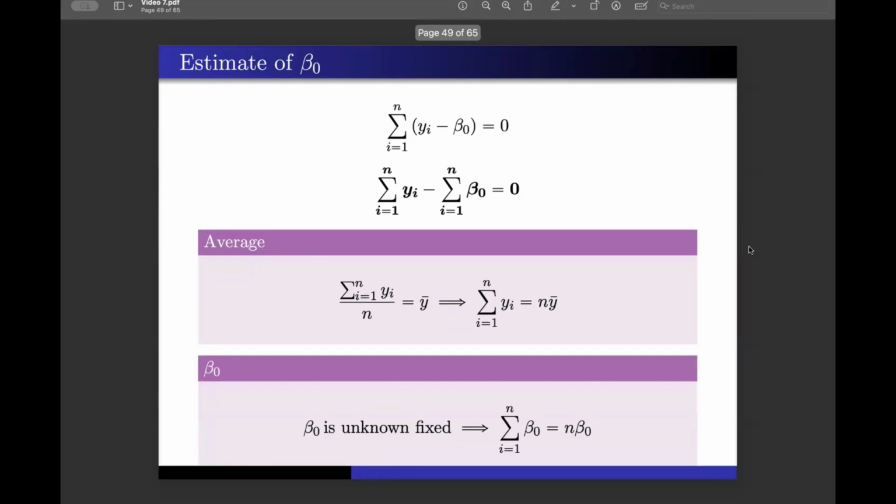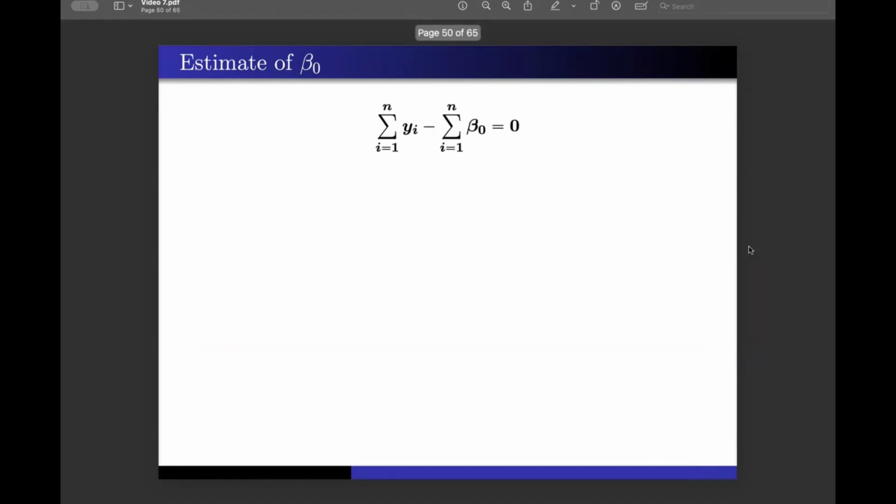So if you take the summation of a fixed quantity from 1 to n, you just get n times that quantity. So from here, we have that summation i going from 1 to n of beta naught is equal to n beta naught. Thus, the first term, summation i going from 1 to n of yi, would become n y bar, and the second term, summation i going from 1 to n of beta naught, would become n beta naught.